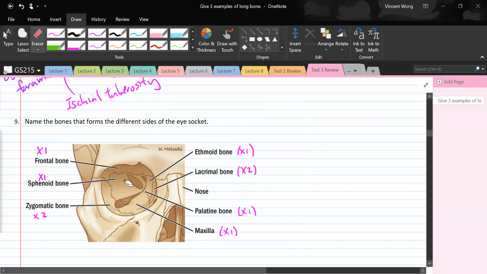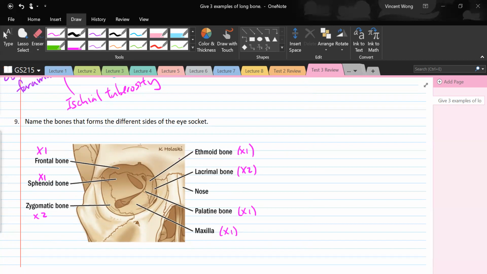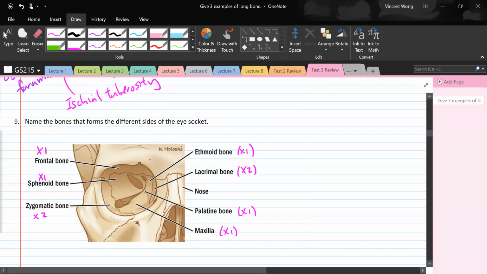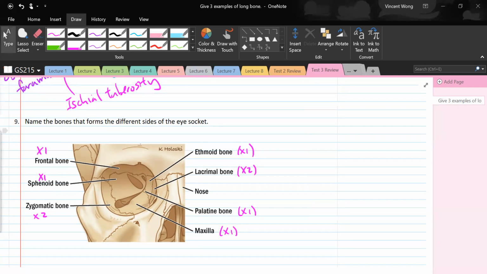Right? And you should know which one is on the medial side, lateral side, superior, inferior. Okay. So there's going to be a question like, select all the bones that form your eye socket or something like that. Okay, those multi-select questions, right?